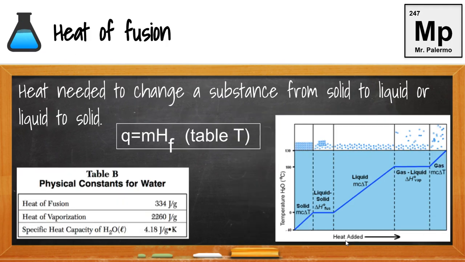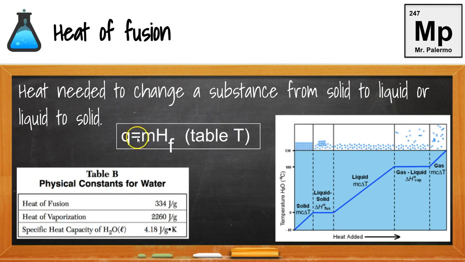The first one is going to focus on this first phase change here, going from a solid to a liquid, which is melting, or removing heat, going from a liquid to a solid, which is freezing. And so the equation that we're going to use is on Table T, and that is Q equals mHf, where m is the mass and Hf is this constant, which is the heat of fusion. And that's the amount of heat needed to change a substance from solid to liquid or liquid to solid.